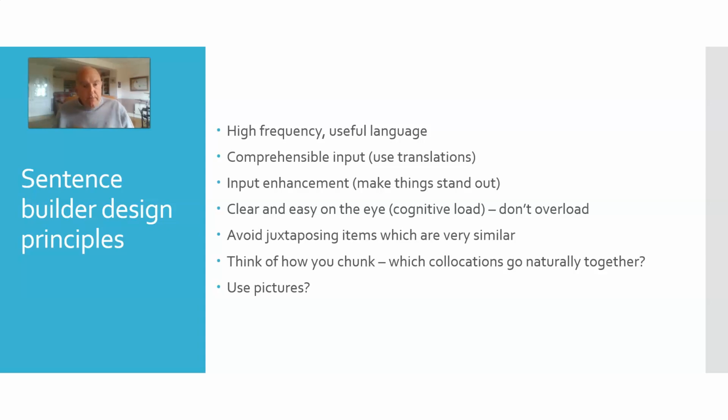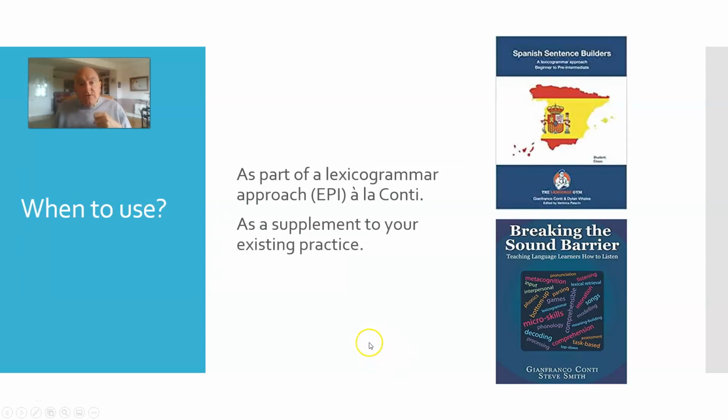You could consider using pictures, but that can make them look messy, so maybe only use those for the simplest versions of sentence builders. But certainly we know from the research that images can help with memory. And when would you use them? Well, you could use them as part of a fully fledged sort of Conti-style approach, what he calls EPI, Extensive Processing Instruction it stands for, but that's the kind of full Monty Conti approach.